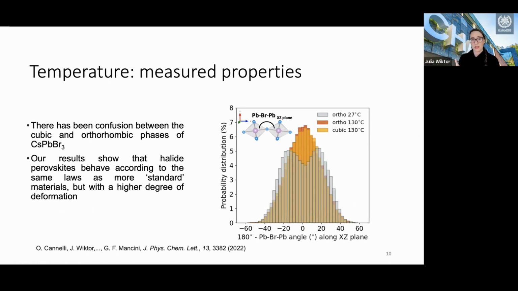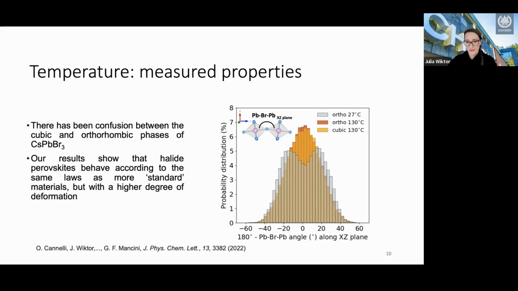But what we can also see here is that the distributions are very wide, and they are equally wide for the cubic, high symmetry structure, and the orthorhombic, low symmetry structure. This means that anytime we measure or calculate anything local, like the band gap, like X-ray absorption, we're just probing from this distribution, and locally the structures of the cubic and orthorhombic phases are equally distorted. So this can lead to some confusion.